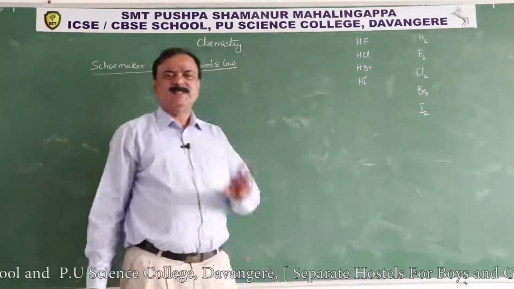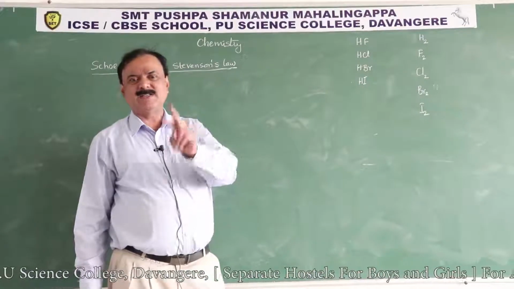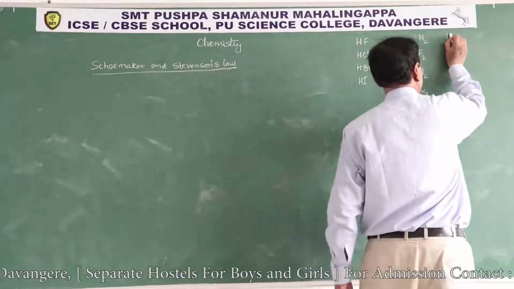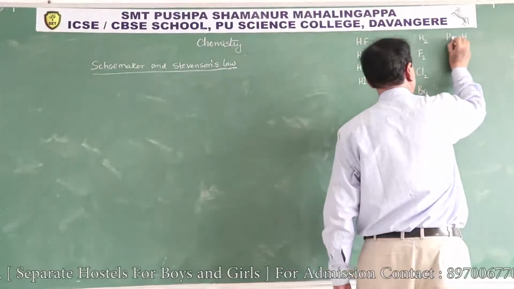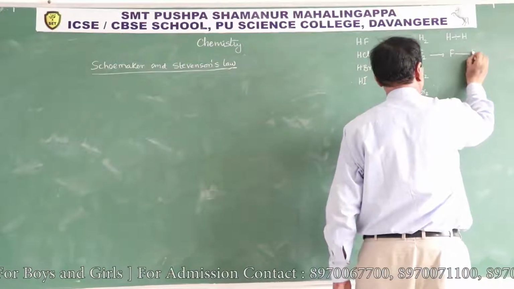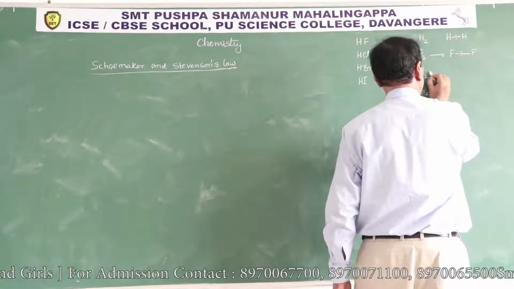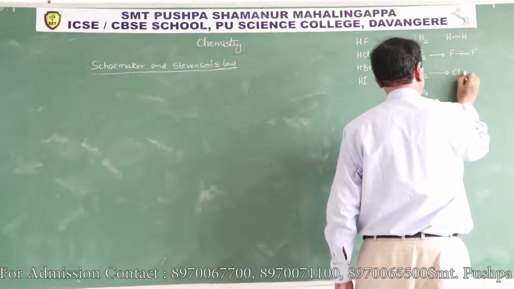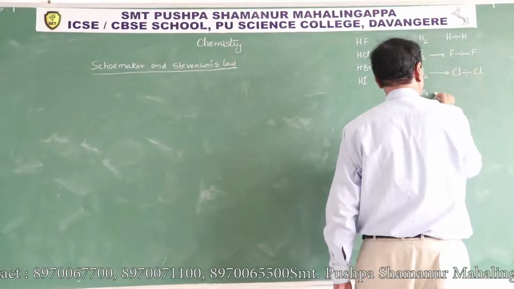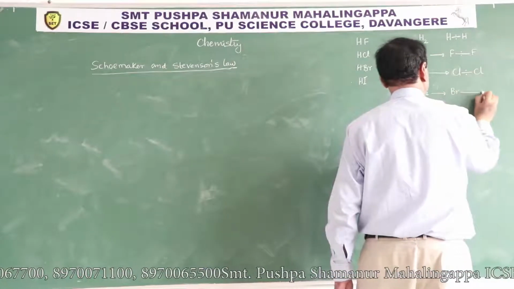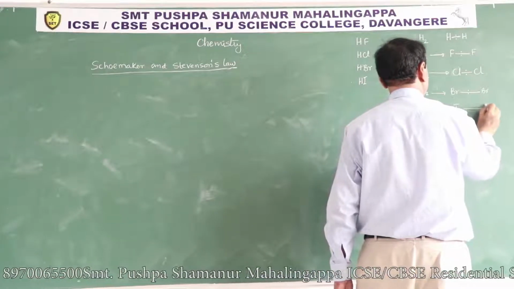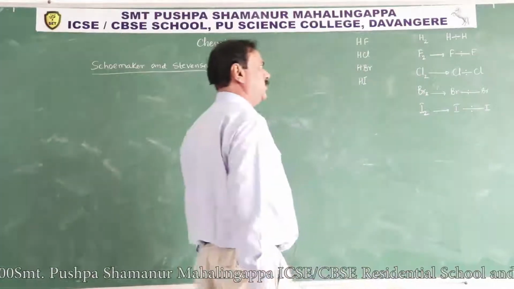Homodiatomic molecules means the same type of atoms repeated 2 times. Therefore, what about the nature of the bond here? In H and H, the shared electrons are exactly at the middle position of the 2 hydrogen atoms. What about F and F? The shared electrons are exactly at the middle position of the 2 fluorine atoms. What about Cl2? The shared electrons are exactly at the middle position of the 2 chlorine atoms. In Br2, the shared electrons are exactly at the middle position of the 2 bromine atoms. In I2, the shared electrons are exactly at the middle position of the 2 iodine atoms.